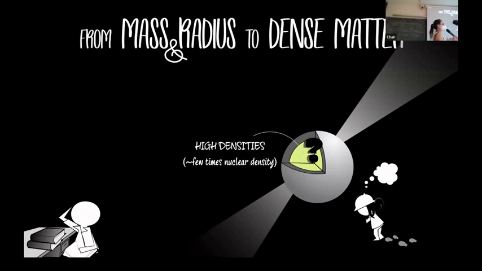So what we know about the neutron star is, of course, very limited, as everybody here knows very well. And in particular, we don't really know what is in the core of a neutron star. And why does this matter?